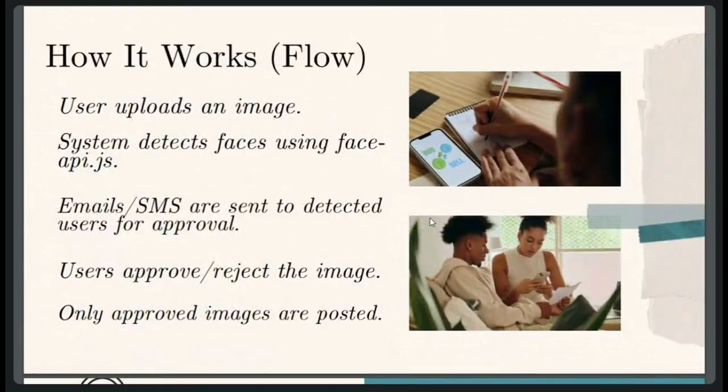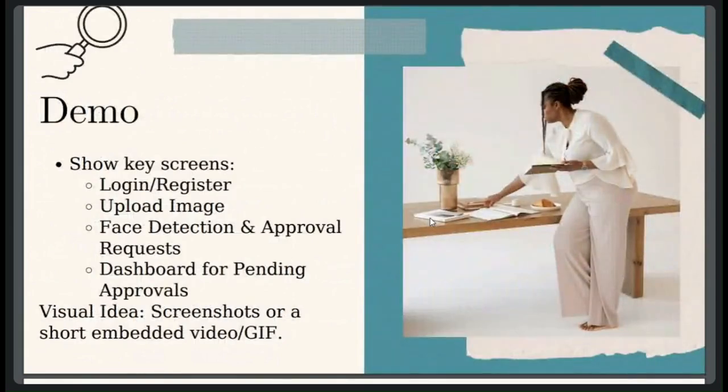The basic workflow of the website is as follows. First, the user uploads an image, then the system detects the faces using the face-api.js model, which we have installed in our system. After that, an email or SMS is sent to the detected users for their approval for that particular image. The detected users then approve or reject the image, and only approved images can be posted by the user who initially sent the approval request. Moving on to the next slide.